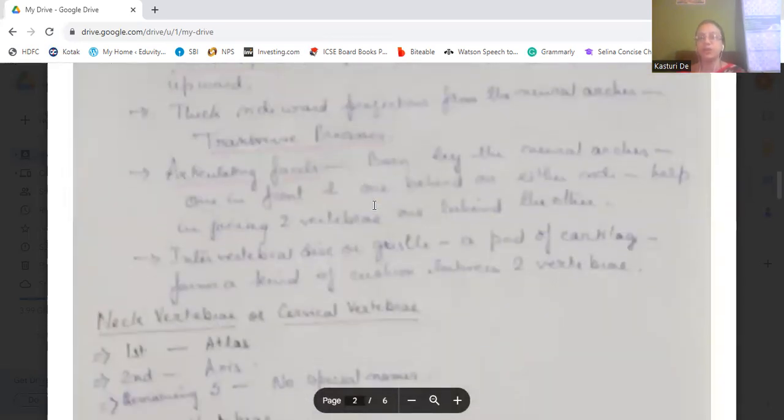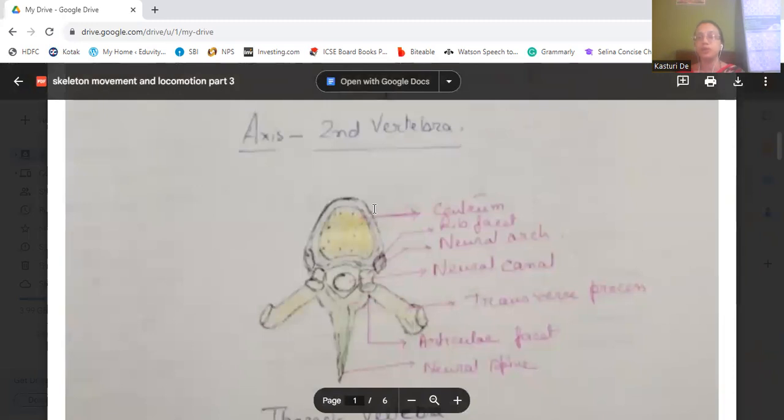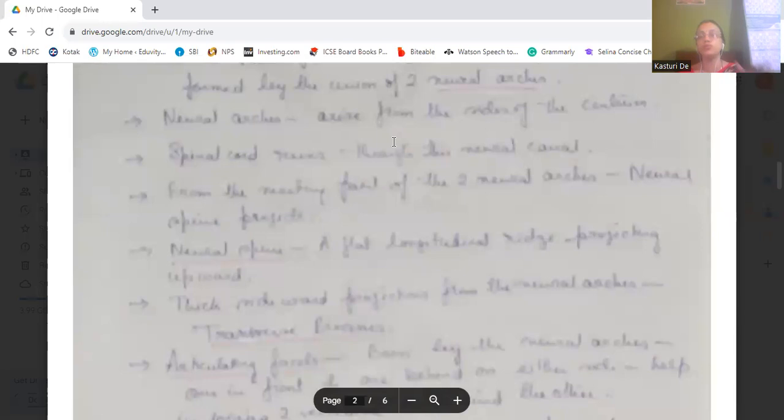Then intervertebral discs, or gristle. The intervertebral discs are also called gristle. They are pads of cartilage that form a kind of cushion between the two vertebrae. So in between these two vertebrae, we have intervertebral discs, which act as a pad-like structure, as a cushion, so that the two bones do not touch each other.